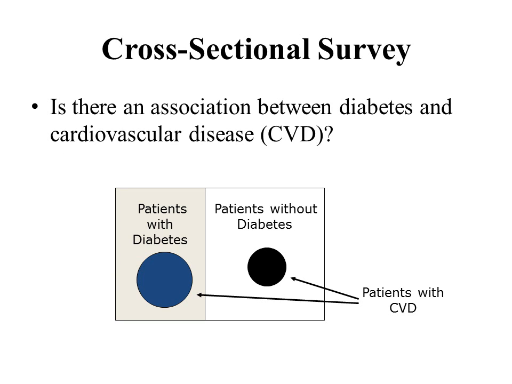To take an example of a cross-sectional survey, let's look at this question. Is there an association between diabetes and cardiovascular disease? Now this abbreviation CVD is something that we're going to see frequently throughout the semester. That again stands for cardiovascular disease.